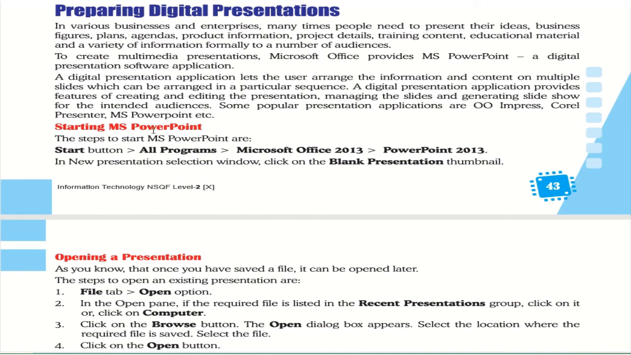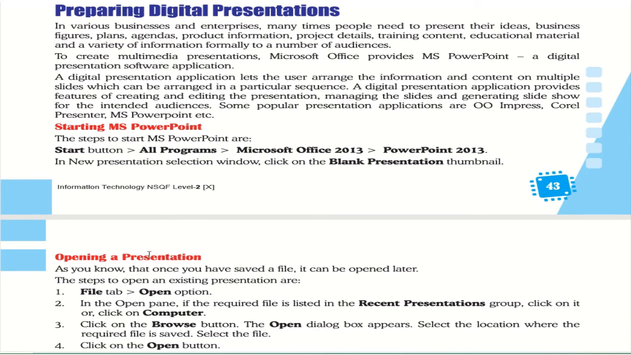How to start MS PowerPoint? Go to the Start button, then All Programs, then MS Office 2013, then PowerPoint 2013. You will get the blank presentation thumbnail. From there, you can select a particular design and start working on your desired presentation.